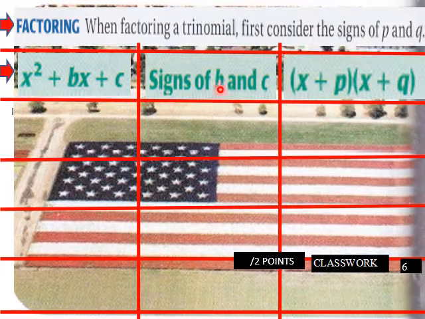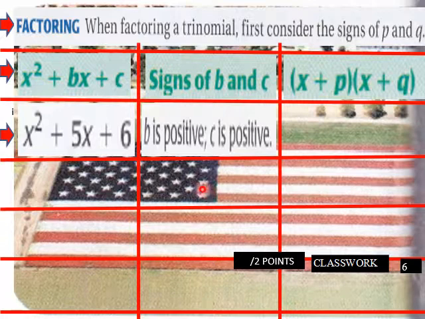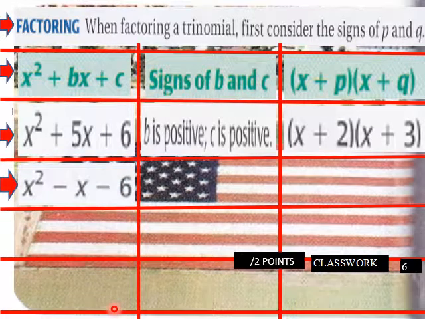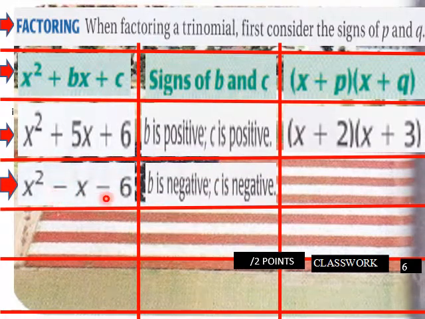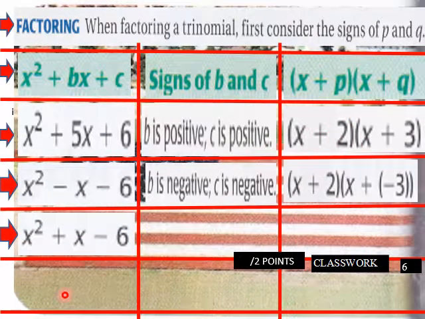Factoring. When factoring a trinomial, first consider the signs of p and q. Here, b is positive, c is positive, so p and q either have to be both positive or both negative. Now, in this situation here, we have 2 negatives, so b is negative, c is negative, so you could have a positive and a negative here. These two up here for b would have to be positive too. So p and q would have to be positive as well.